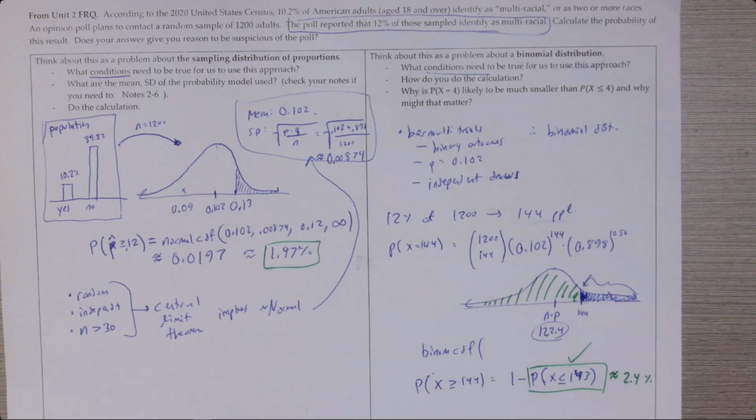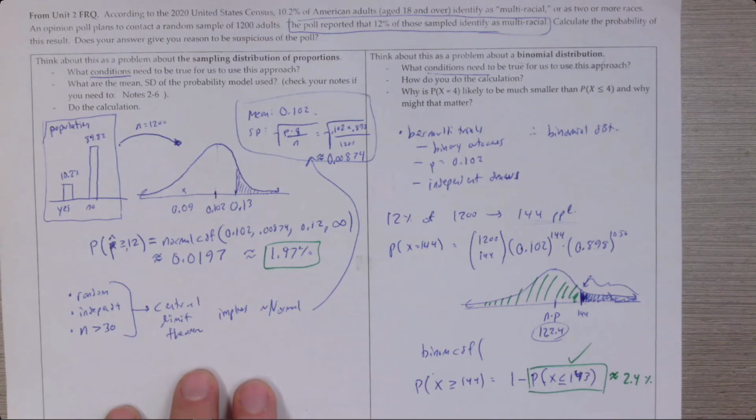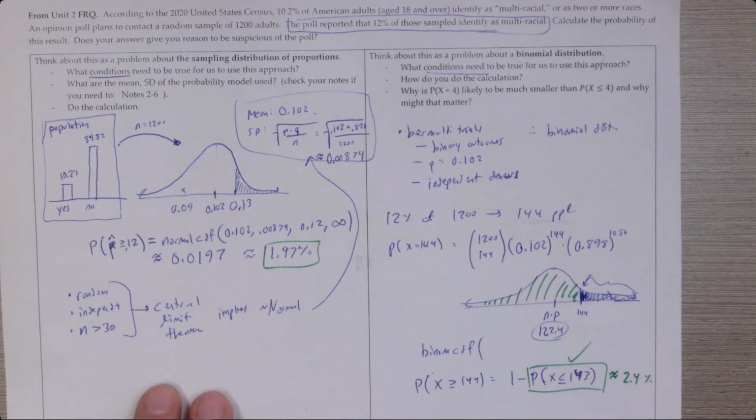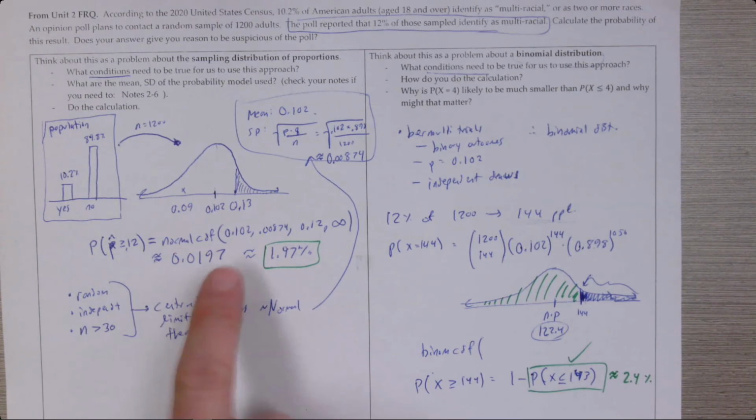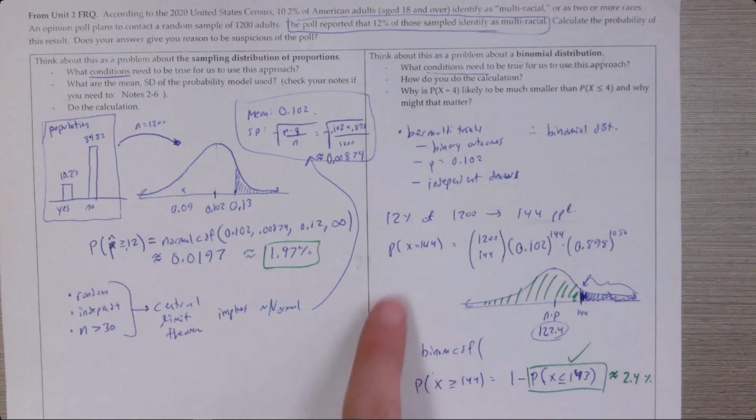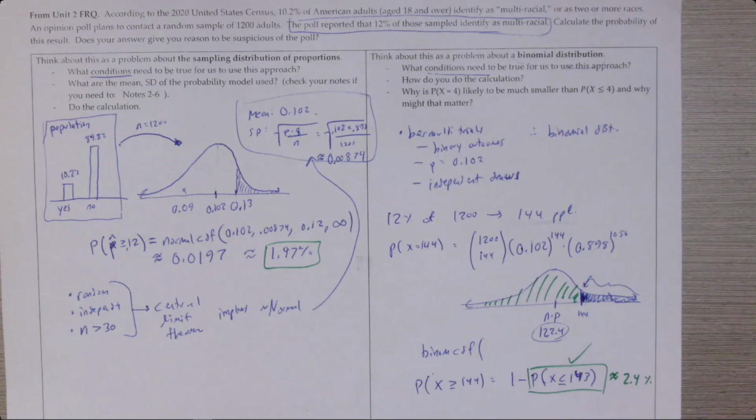Anyway, I hope that this has helped. Everything here is relevant. On the retakes, we might ask exactly this sort of thing where you have to realize it's a sampling distribution, write the conditions, figure out the mean and the standard deviation, and then use a normal model to compute a probability. Or we could equally well ask about this side, and same thing.